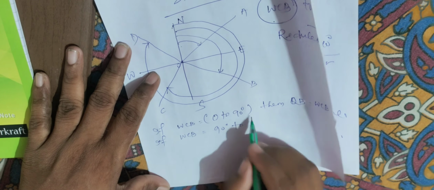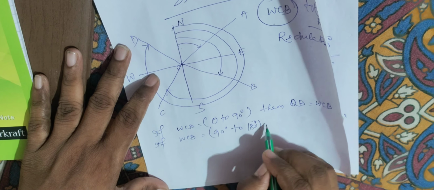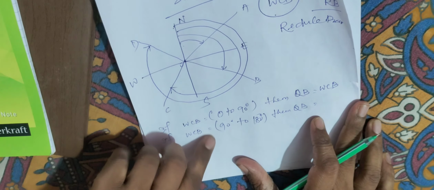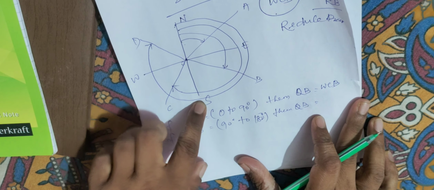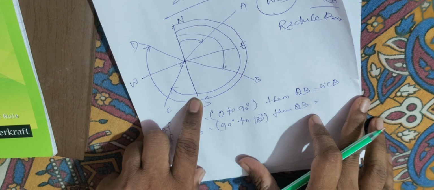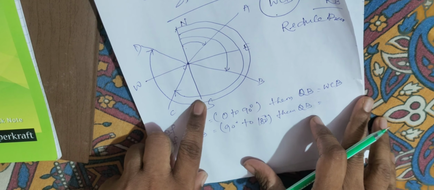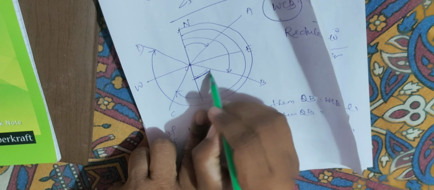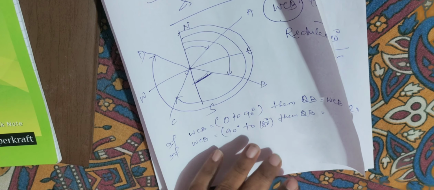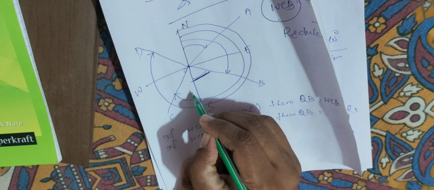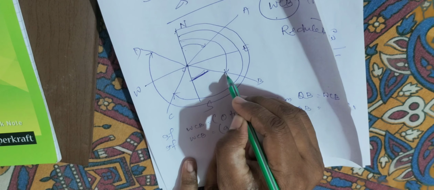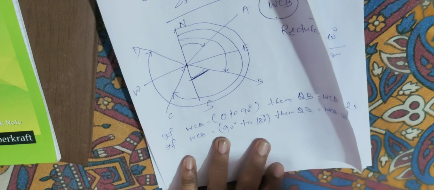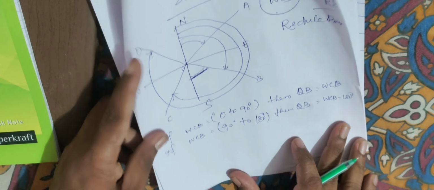Next, we'll go for if the whole circle bearing is equal to 90 degrees to 180 degrees. Then the quadrant bearing, if the angle is between 90 to 180, what is the value? What does 90 to 180 mean? That means we have to calculate this value. So how can you calculate this value? The total is 180 degrees, and that one is the whole circle bearing. So QB is equal to 180 minus WCB. So that is the value of QB.